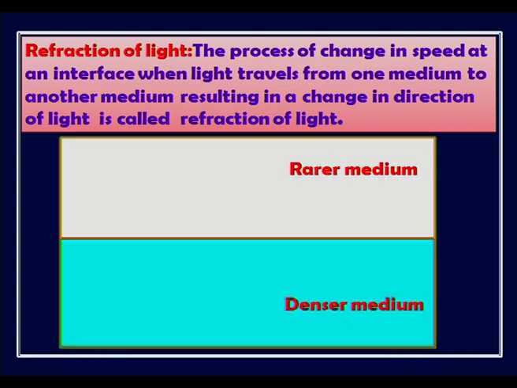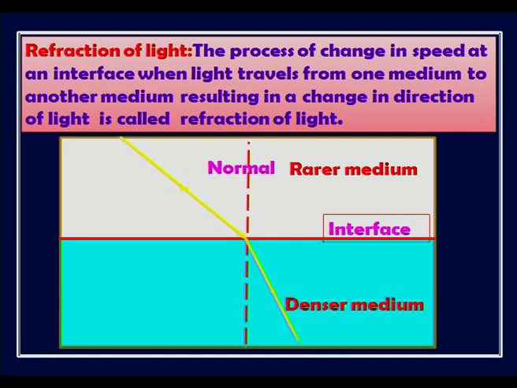Here we took two media, one is the rarer medium which is in white color, second one is the denser medium which is in light blue color. Here the interface is a separating line between two media. This is the normal, a perpendicular drawn to the interface. When light travels from rarer medium to denser medium, here we can see it bends towards the normal.